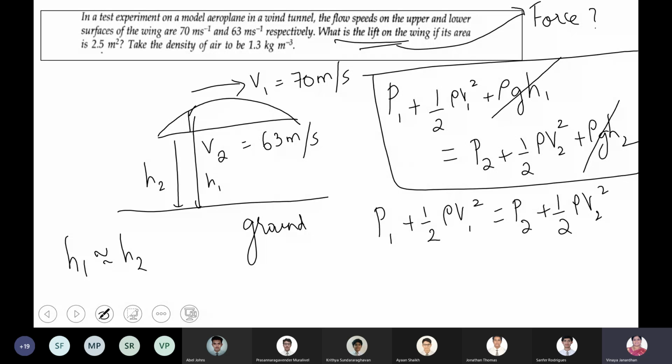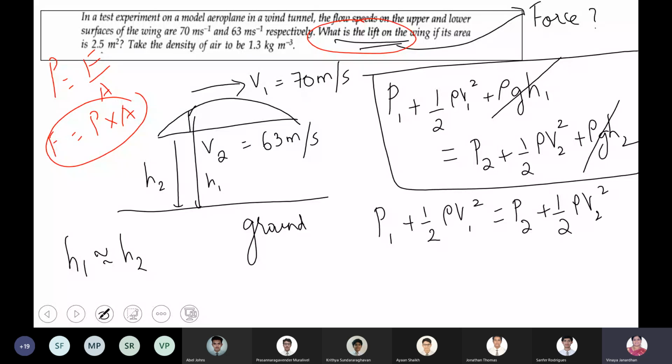So what is it that you have to calculate? Force. If you have to calculate force, what should you find? How are force, pressure and area related? Pressure is equal to force upon area, so force is equal to pressure into area. Yes or no, boys? The question is, what is the lift on the wing? The net force acting on the wing in the upward direction. So they're asking for force, and the general expression for force is pressure into area.